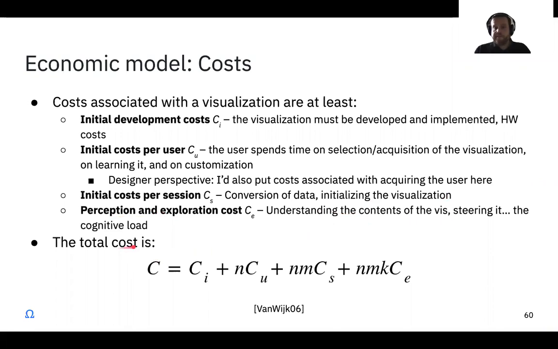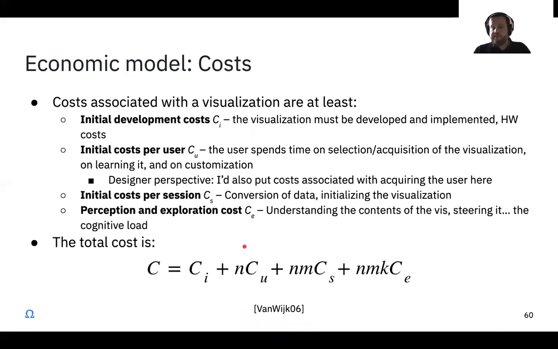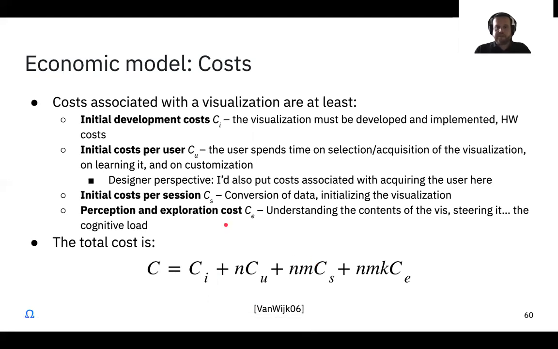The total cost is simply the sum of all these costs, and it's interesting to note how many times you pay each of them. So initial development costs you pay once, you develop the system. The cost per user you pay times the number of users, which is also hardly surprising. Then we have initial cost per session, so you count that cost per user and per session. And then we have perception and exploration costs, so that's per user, per session, but also per the number of steps that are taken by the users during the analysis or during the visualization session.